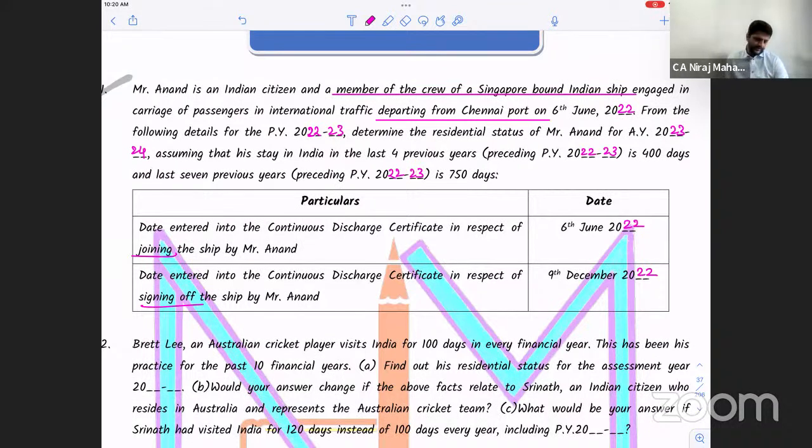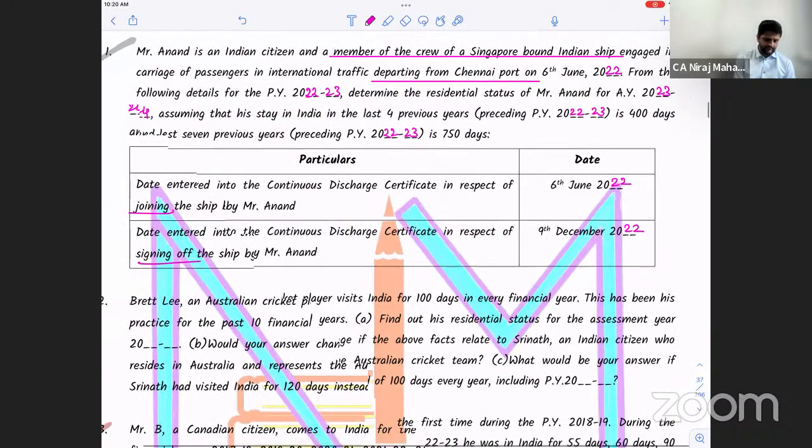On the ship. Very good. So a ship may take 1 hour, 2 hours, or whatever days to cross the 12 nautical miles. We don't actually check when he is crossing the international voyage. That is not to be checked. Whenever he joins the ship and leaves the ship, that period is the eligible voyage, and that period we have to exclude from our number of days in India. Clear? Let's solve. Give it a star mark.